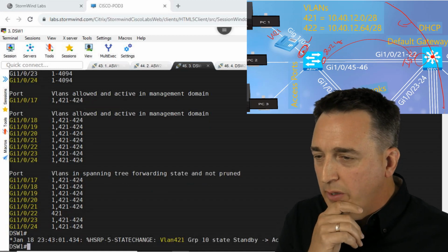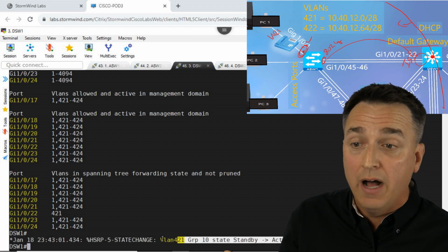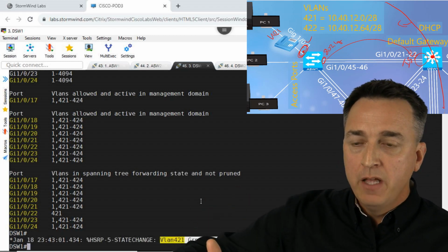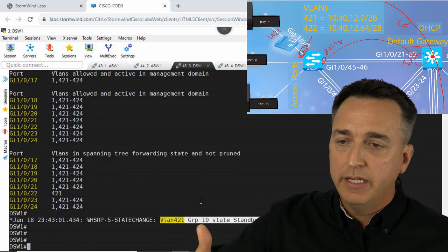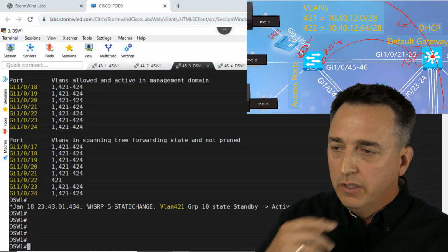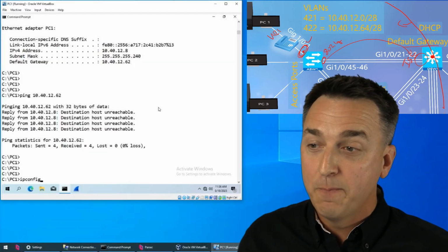We added VLAN 21. We covered that. All right, HSRP is up now as well for 421. That's nice. We're starting to see some activity happening on DSW1 with other protocols now that we fixed some problems. So with that in mind, let's go back to our PC and see if we can ping the default gateway now.